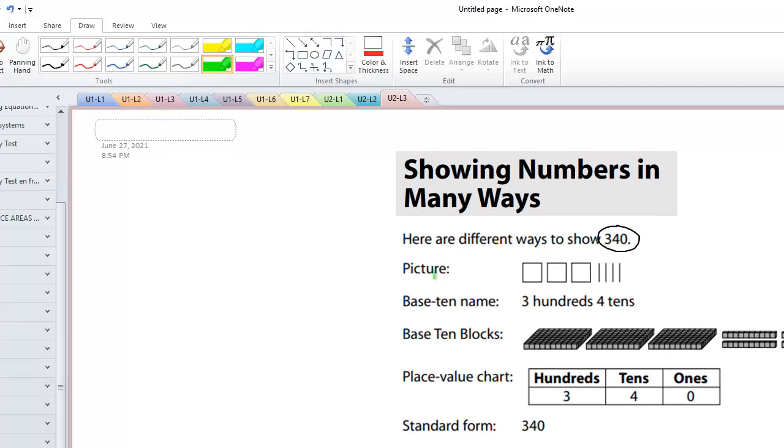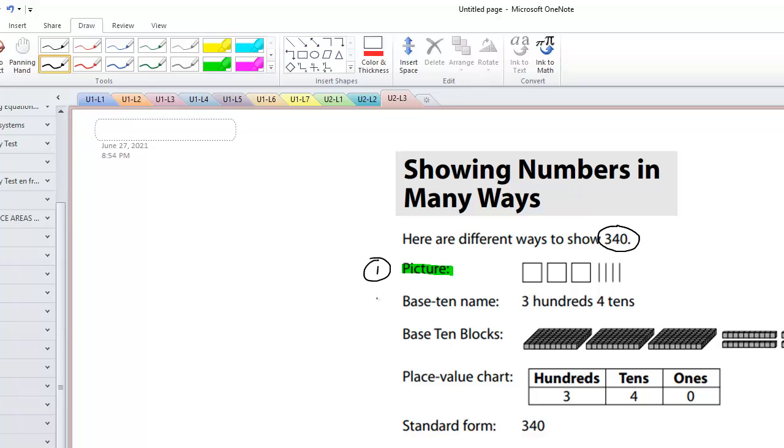The first type is with picture. As you can see here, this is the first one. I have 3 squares, and this is to present the 300s, and 4 sticks like that. This is to present the 4 tens. This is the first thing, we call it picture. So if the teacher asks you to represent or show the 340 using the picture method, here we go.